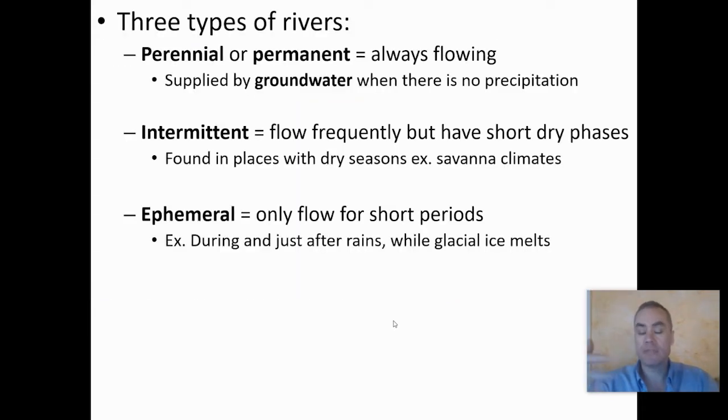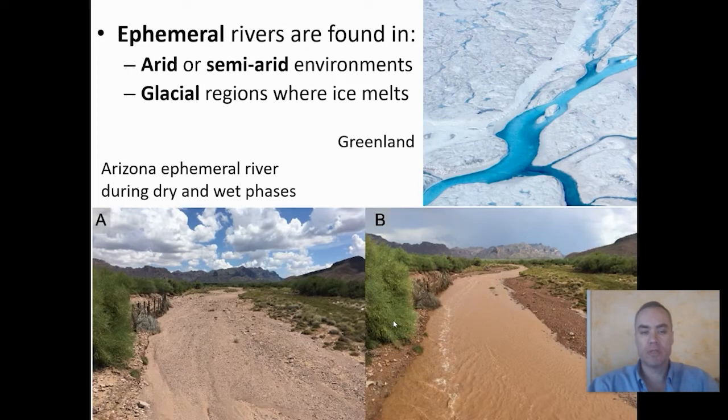And the third type of rivers is ephemeral rivers, which are basically temporary rivers. They only flow for short periods. This is most common in areas where it's very dry, arid, semi-arid environments. For example, you see the dry areas of Arizona, and most of the time there's no river there. But when it does rain occasionally, then during the rains and just after the rains, there's a river there temporarily, an ephemeral river.